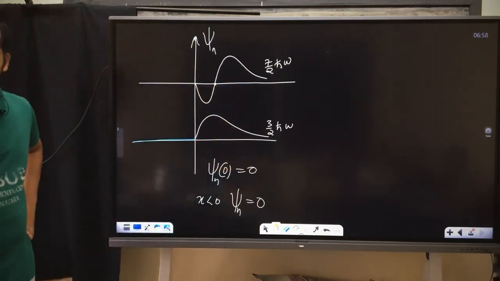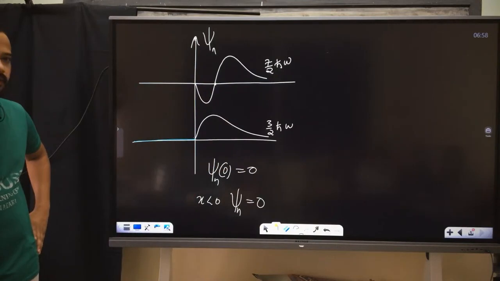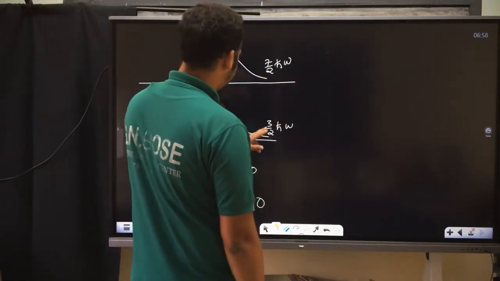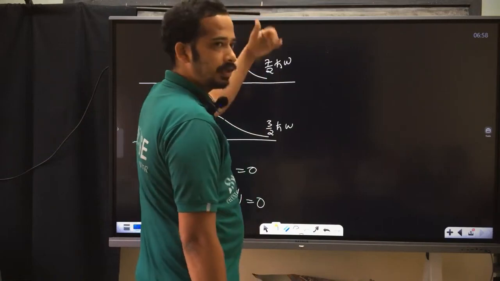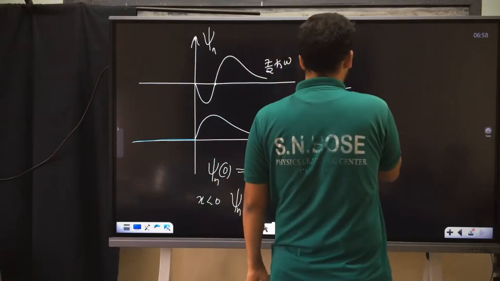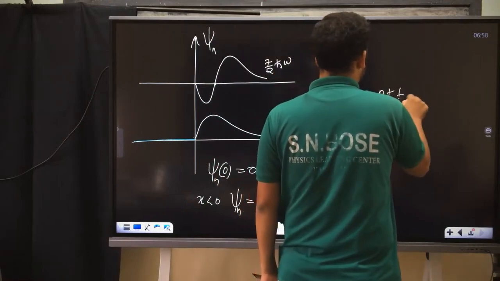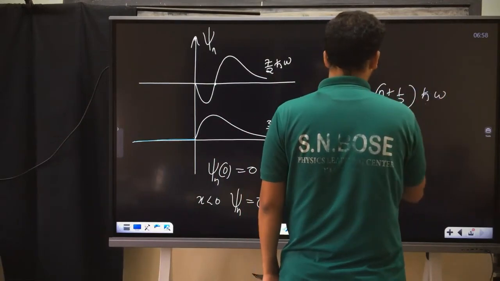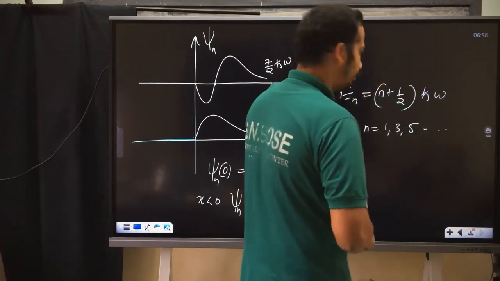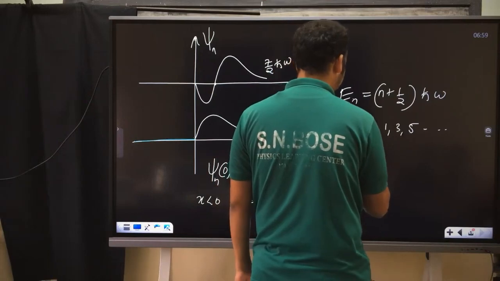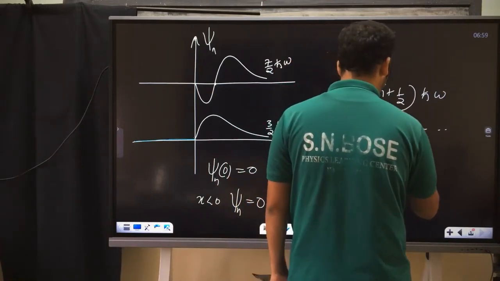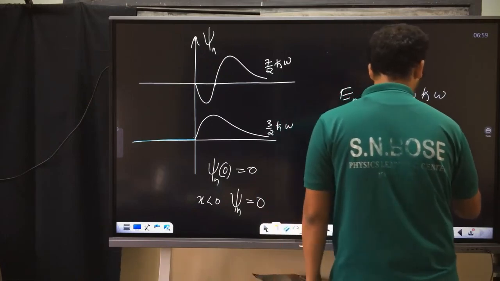That logic works. 0 to infinity is our region of interest here. Now 3 by 2 h bar omega, 7 by 2 h bar omega. How do we write the nth state here? Wait a second. E n is equal to n plus half, h bar omega. You have to pick n equal to 1, 3, 5, and so on. Am I right? Now, if you want to rewrite that one, E n, that is, odd n. Can I write 2n plus 1, plus half, h bar omega?